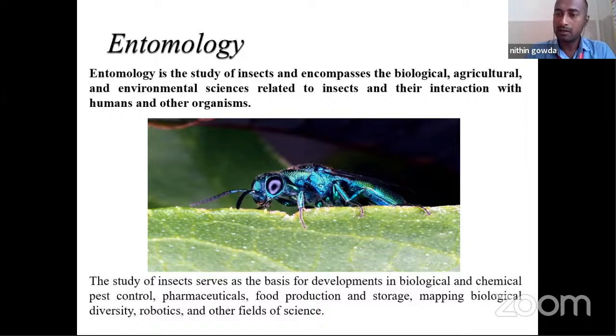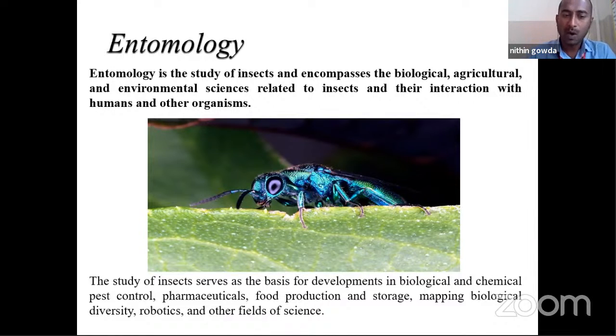It is completely concentrated on the study of insects. Zoology deals with both vertebrates as well as non-vertebrates. Entomology is a derived branch under zoology where we work only on insects. Insects are of two types: one is harmful, the other is pollinators.